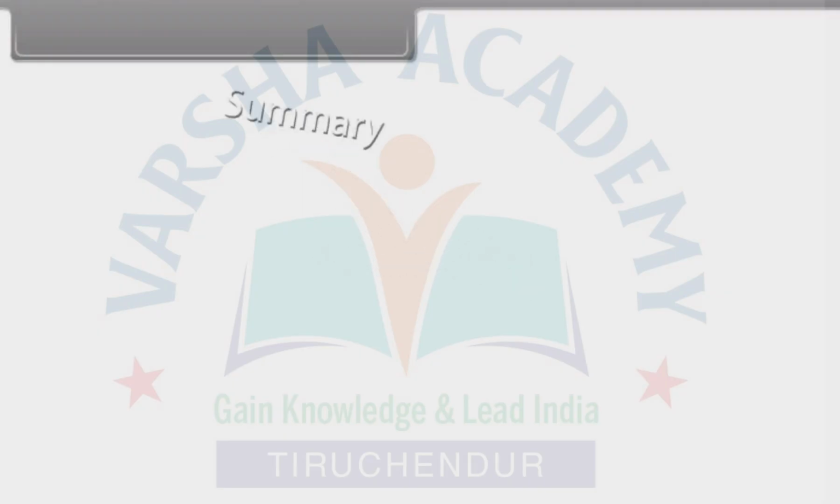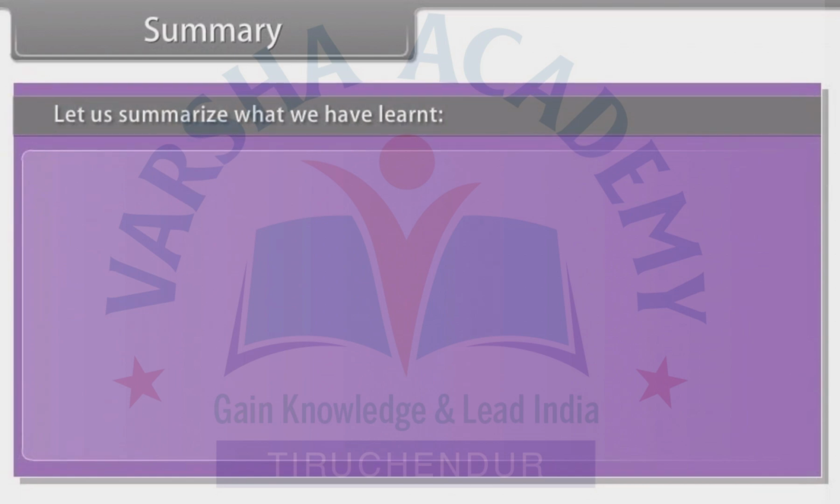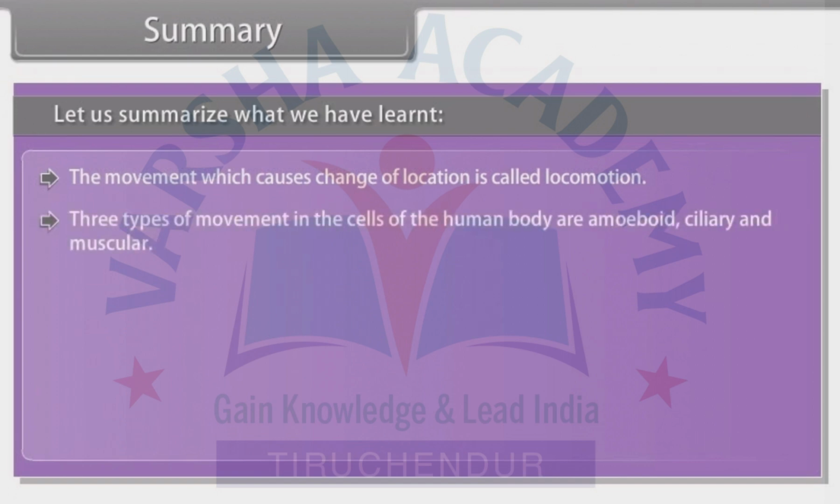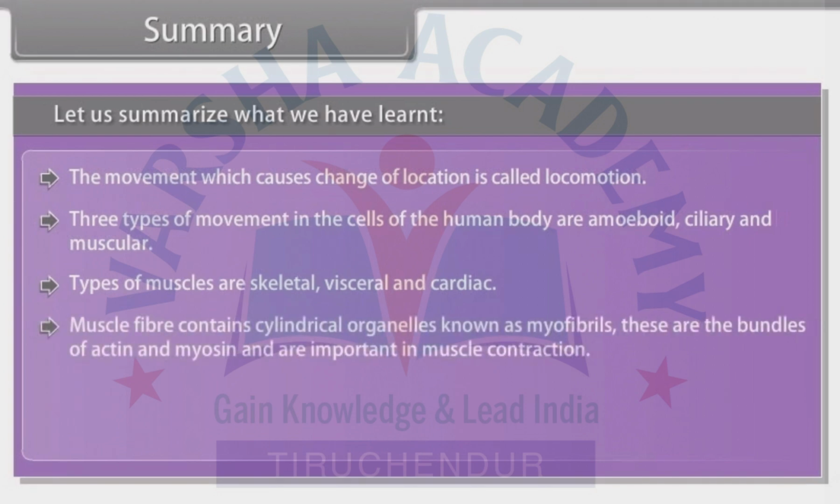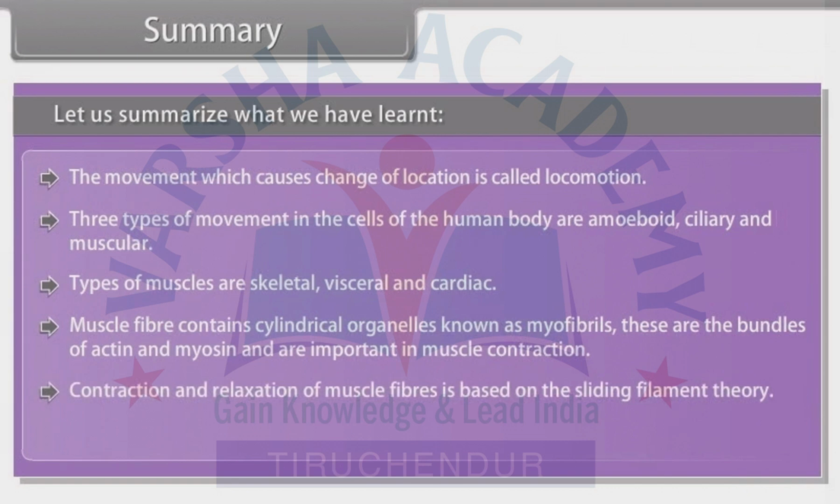Summary. Let's summarize what we have learnt. The movement which causes change of location is called locomotion. 3 types of movements in the cells of the human body are amoeboid, ciliary and muscular. Types of muscles are skeletal, visceral and cardiac. Muscle fiber contains cylindrical organelles known as myofibrils. These are the bundles of actin and myosin and are important in muscle contraction. Contraction and relaxation of muscle fibers is based on the sliding filament theory.